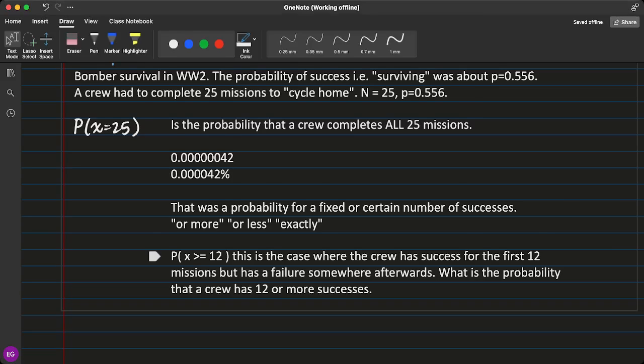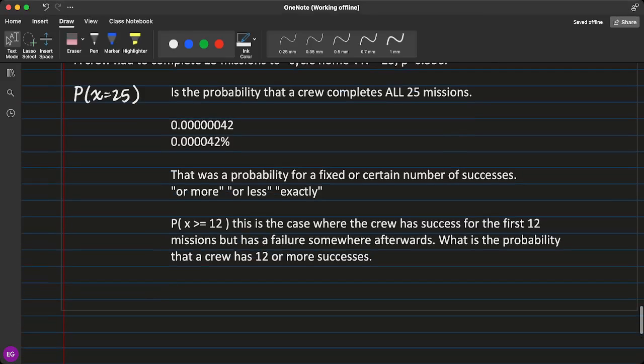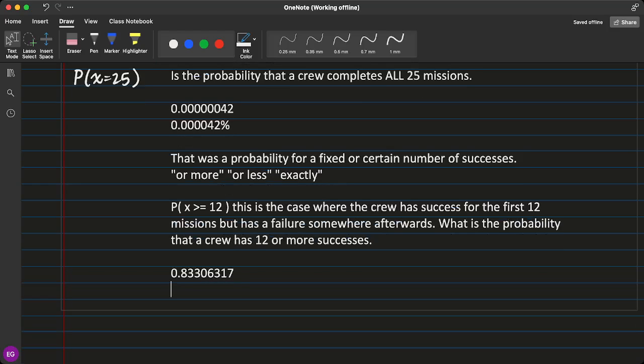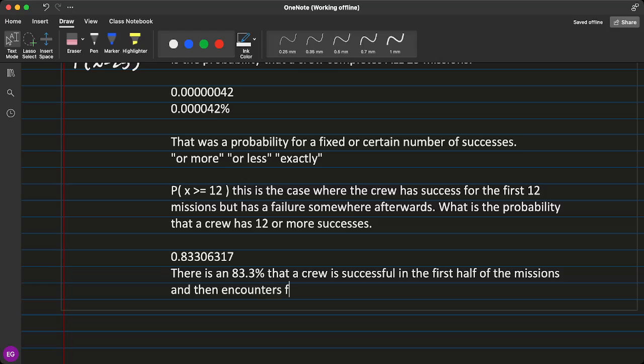Let me paste that. Okay, that's 83.3% chance. So there's an 83.3% chance that a crew will make it through the first half and then fail somewhere in the latter half. So there is an 83.3% chance that a crew is successful in the first half of the missions and then encounters failure at some latter point.